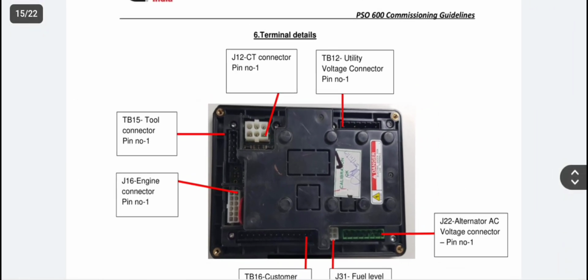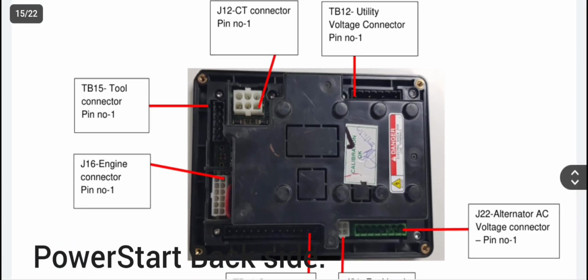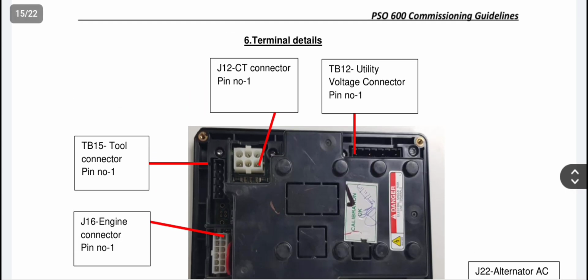This is the generator setting controller. As you can see, on the back side of the auto start controller, we have some TBs.